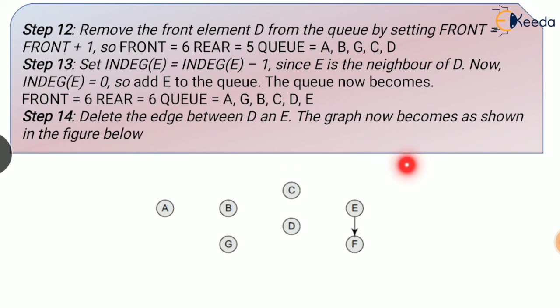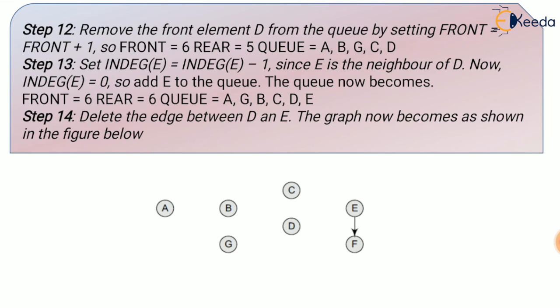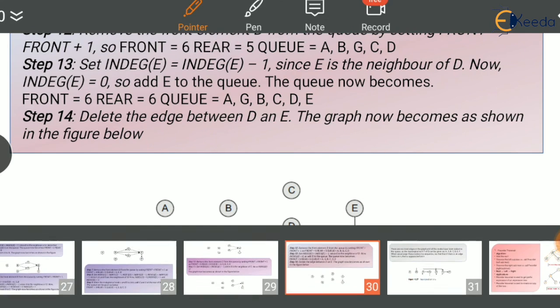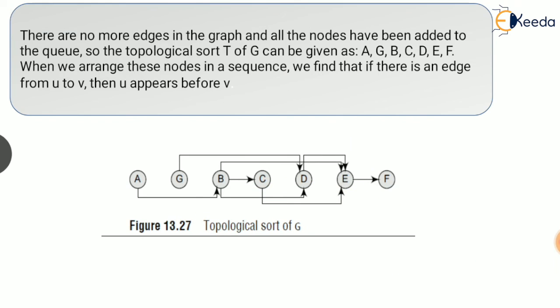So delete the edge between D and E. Now the graph becomes as shown in the figure. So there is only one edge left, that is E to F. Now, as the in-degree of E is 0, we are again cutting this edge, so that is also ultimately added into the queue. So we are doing this for the remaining part also. So what is the last step? There is no edge in the graph and all the nodes have been added to the queue.